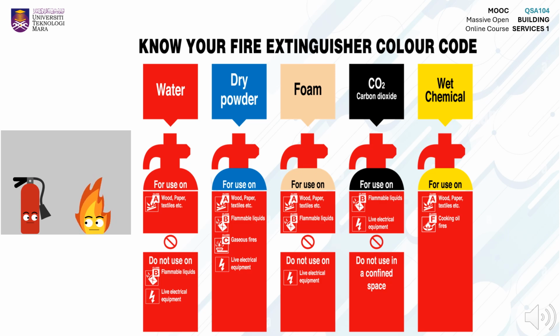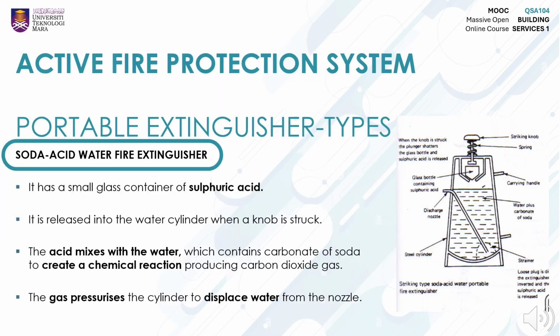These are the color codes of fire extinguishers. The red one is water fire extinguisher, the blue one is dry powder fire extinguisher, the peach one is foam fire extinguisher, the black one is carbon dioxide fire extinguisher, and the yellow one is wet chemical fire extinguisher. Different color codes have different functions, and they are used to distinguish different types of fires. The first type of portable fire extinguisher is soda acid water fire extinguisher.